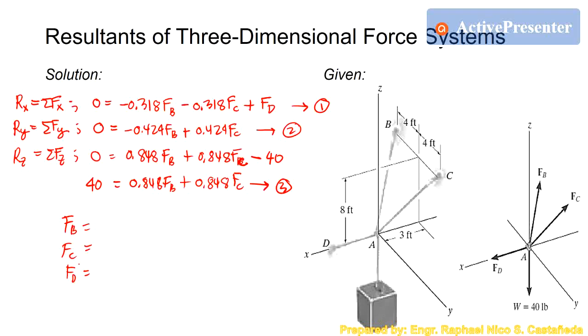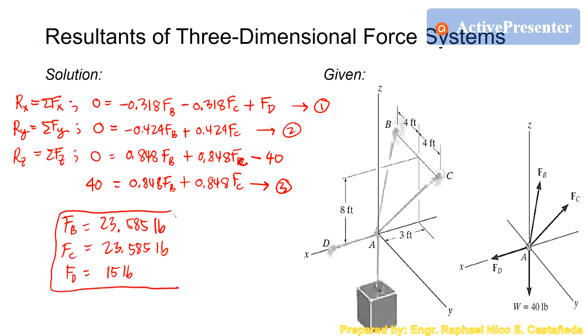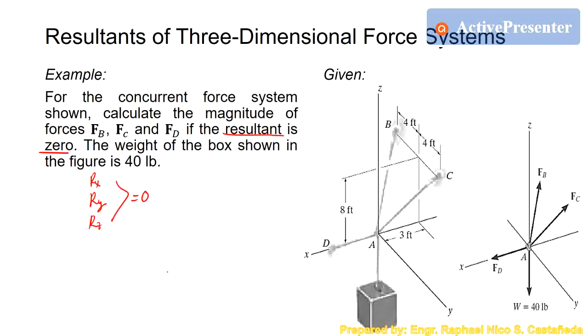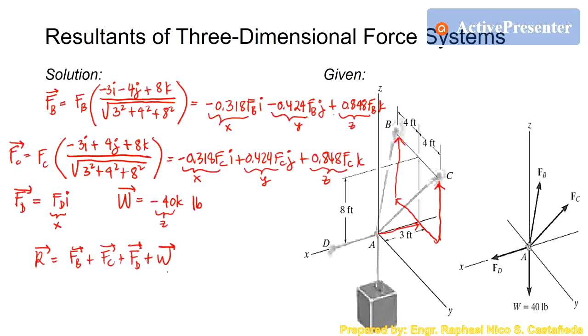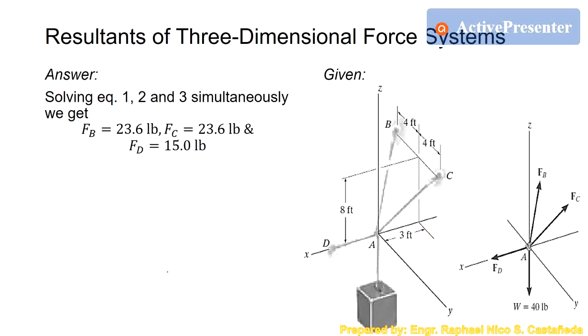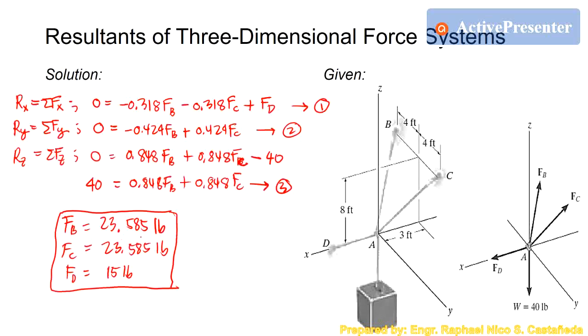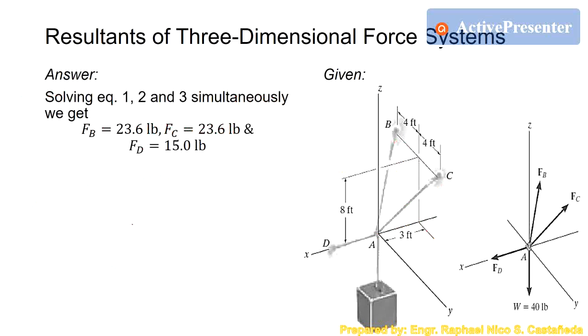So the answer will be, for FB, we have 23.585 pounds. For FC, we have the same answer, 23.585 pounds. Then for FD, we have 15 pounds. So this will be our final answer, which is being asked in the problem: determine the magnitude of the forces FB, FC, and FD. In the presentation, it is 23.6. So you can also give an answer of 23.585.